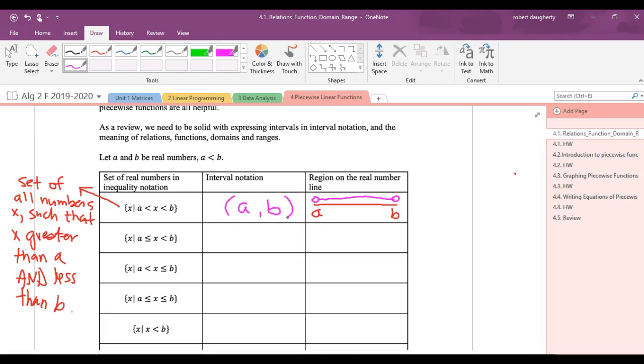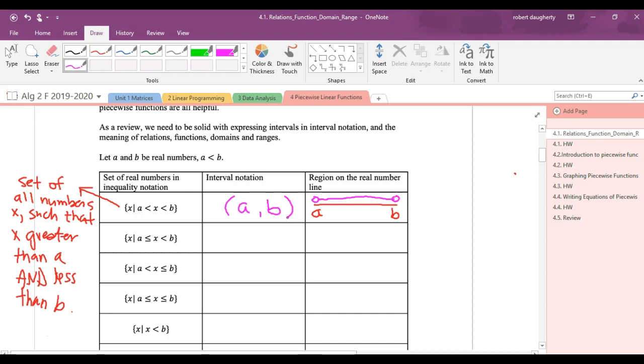Math is also famous for using the same symbol to mean different things. You do this in English. Like if the word two shows up in a sentence, how do you know which two I'm talking about? If I speak it, what is your clue? It's the context. Same thing here. When I'm talking about an interval, this means every number between a and b.